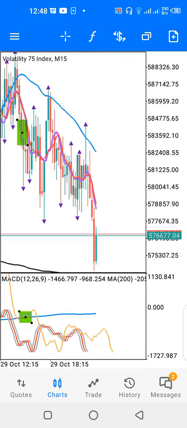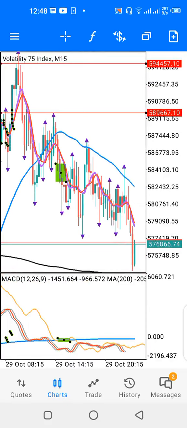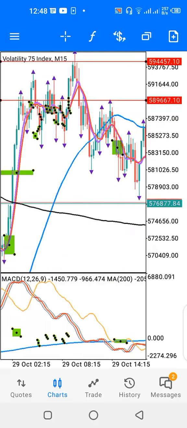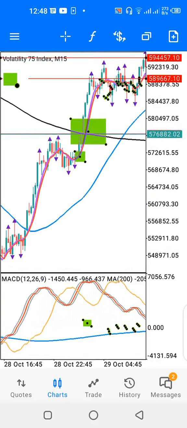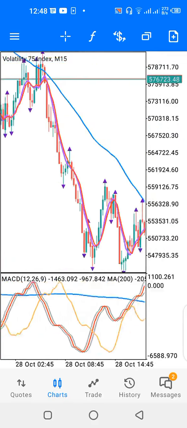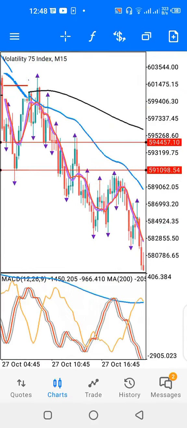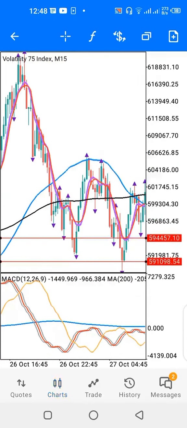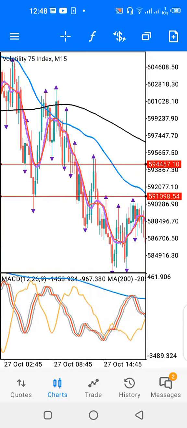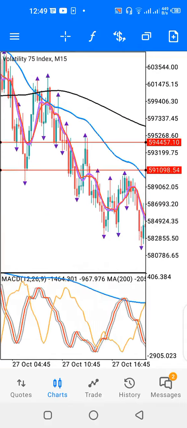On the 15 minutes time frame, you have range. Okay, you have a bullish signal around here. Okay, you have a bearish signal. This is a bearish signal. Confirmation is when you have 3 candles forming below. Okay, you can see what happened. Price went down. So it's a good strategy.